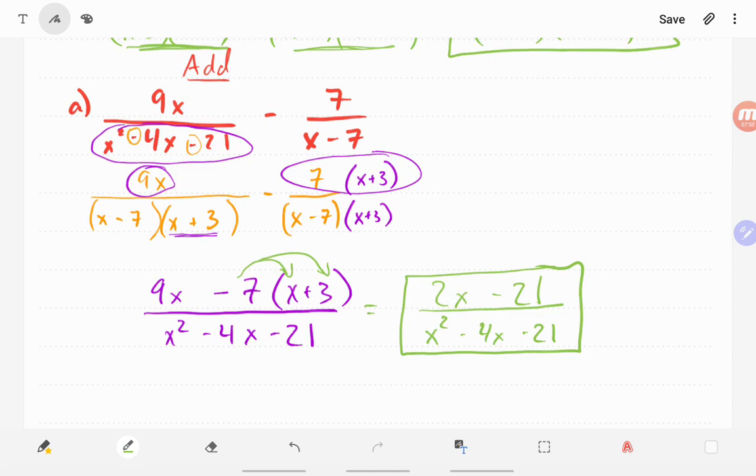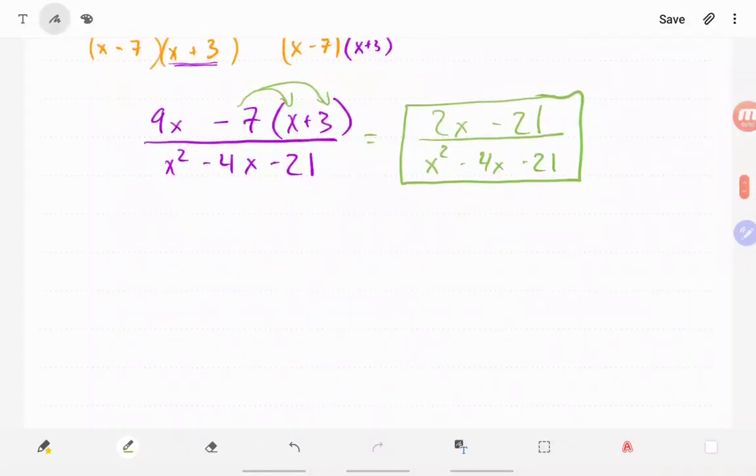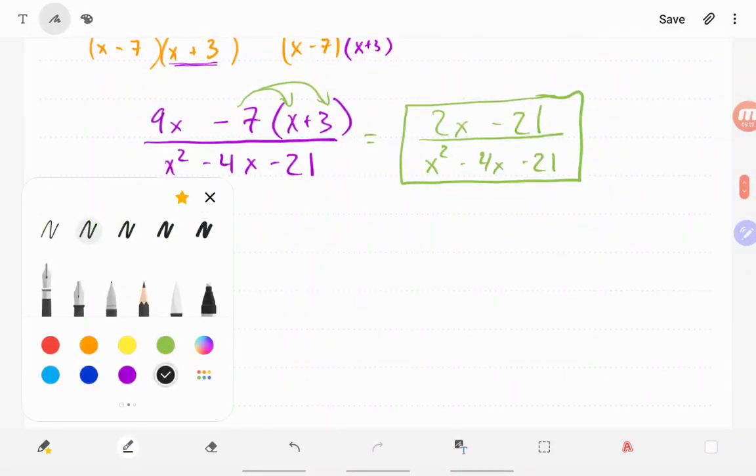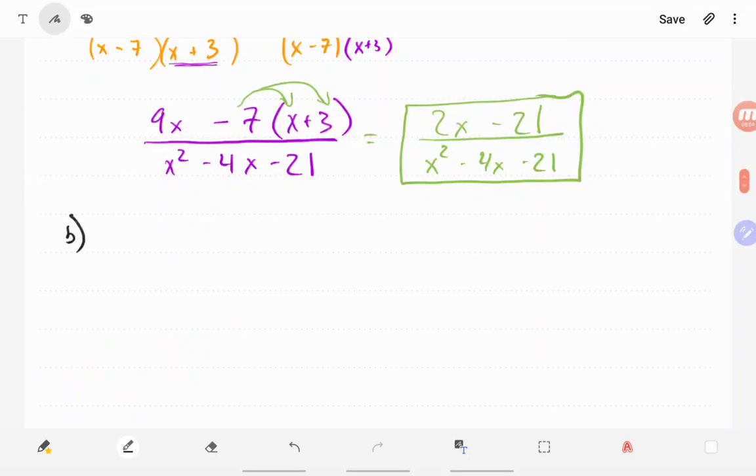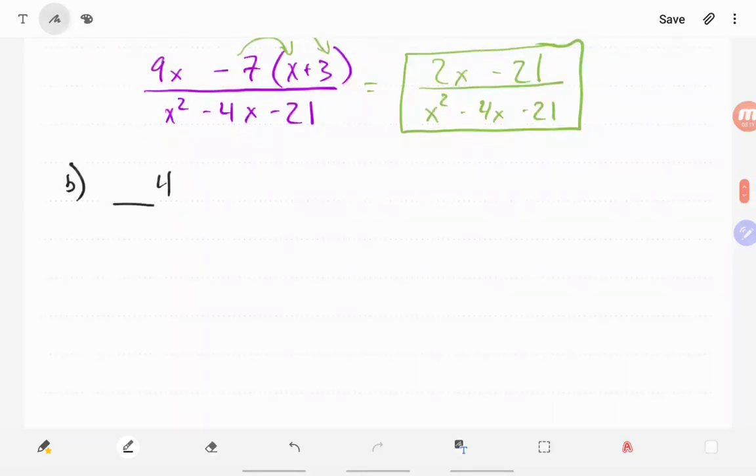All right, I'm going to go ahead and do practice problem B as well, because it's got a little extra stuff that we need to maybe look at. So we've got 4 being divided by x squared minus 10x plus 9. And then we are subtracting 5 over x squared minus x. It's that second denominator that's going to cause us a little bit of trouble.